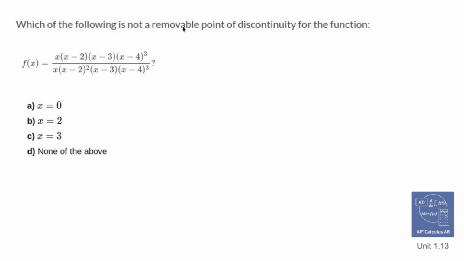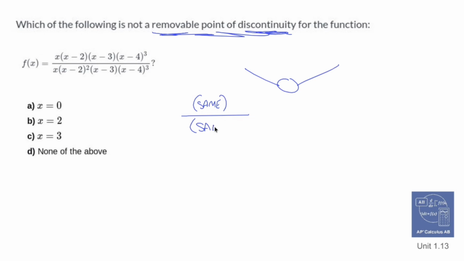Which of the following is not a removable point of discontinuity? So we have this function right here. A removable point of discontinuity is a fancy word for hole. Now, holes exist if you have a factor in the numerator that's exactly the same as a factor in the denominator. Not only that, but the multiplicity in the numerator has to be the same as the multiplicity in the denominator. So if I look at each of these, x would be 0, but the multiplicity is the same. That's a hole. I want the one that's not a hole. So 0 is not going to be my answer.